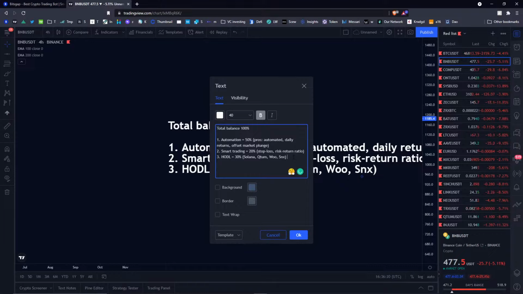So the logic is simple. You have these coins you believe in long-term perspective. You did your own due diligence on them, and you just hodl these coins. The ultimate HODL solution is to have some semi-passive strategies involved. So for example, on Binance, you have DeFi locked staking. And that way you stake your coins. Like for example, right now I have Solana staked at around 60% APY.